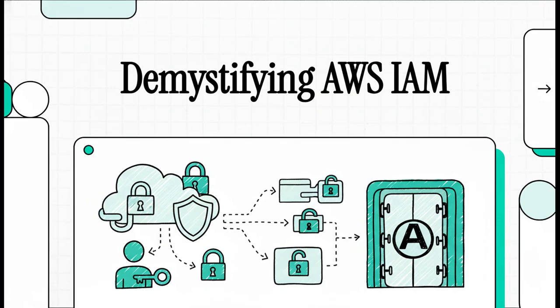All right, let's talk about one of the most critical, and let's be honest, one of the most confusing parts of the cloud, AWS Identity and Access Management, or IAM. This thing is the security backbone for literally everything you do in AWS. If you get it wrong, you've got a huge problem. So let's make sure we get it right.